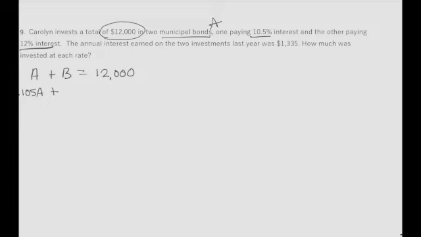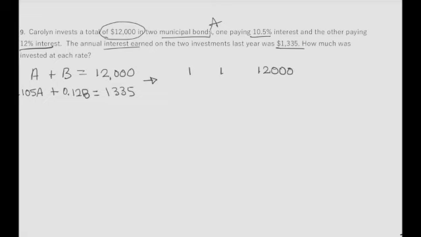The interest earned on the money in account B is 0.12B, and this is $1,335 because it's just the interest, not the total amount. So the first equation is on the amount invested, and the second is on the interest earned. I have 2 equations and 2 variables, and usually the rule of thumb is that with 2 equations and 2 variables you can solve it. If I convert this to a matrix, I will have 1, 1, 12,000.